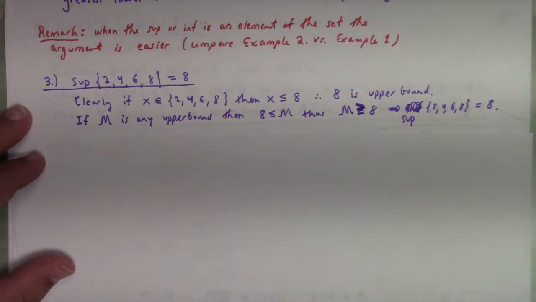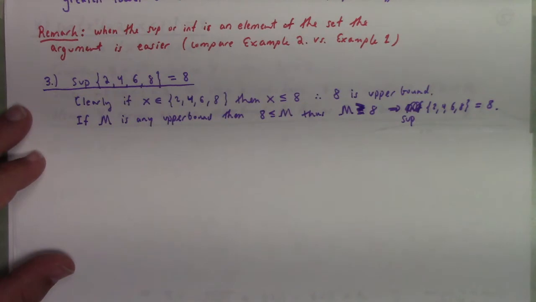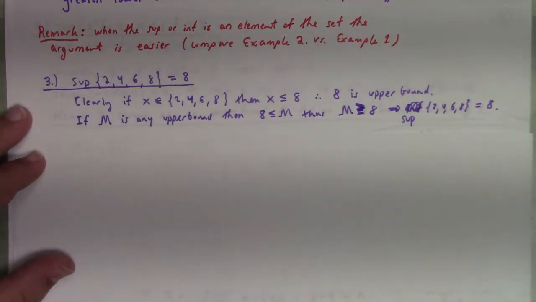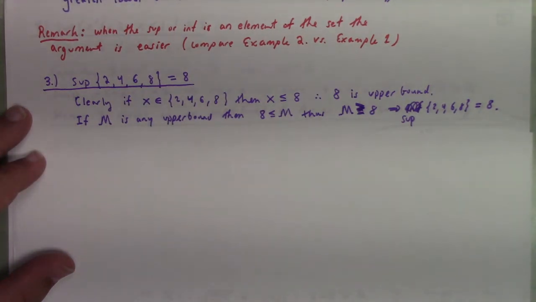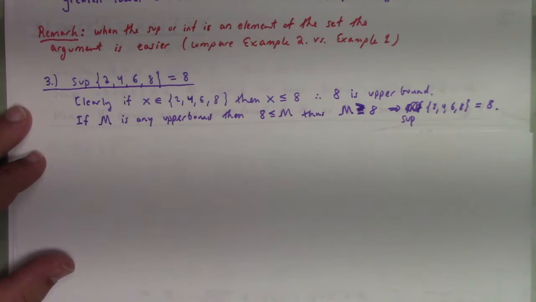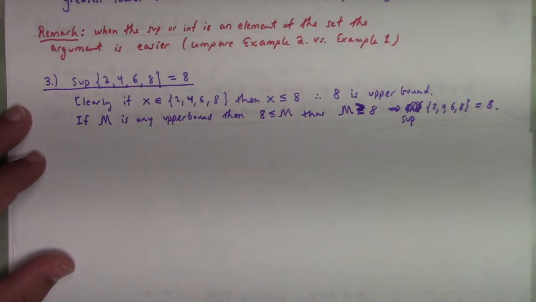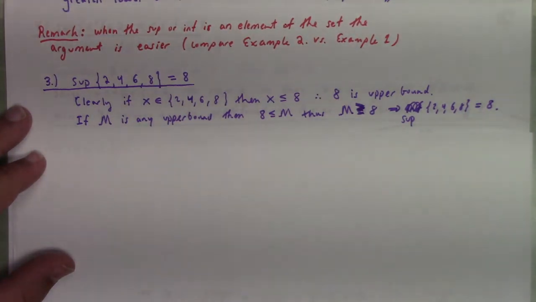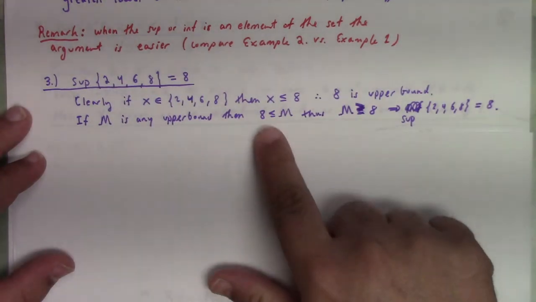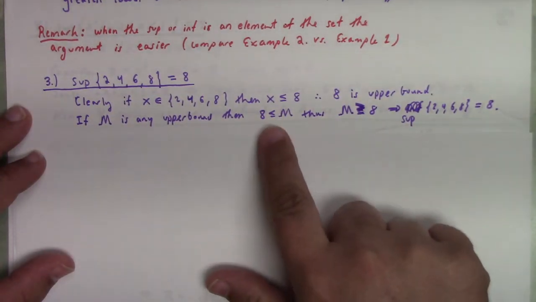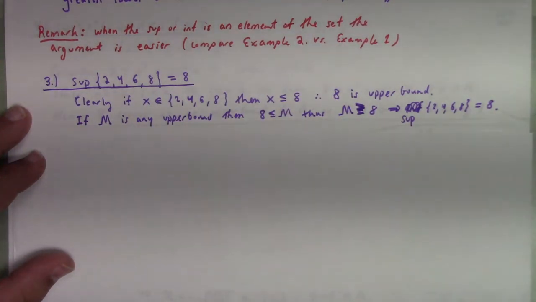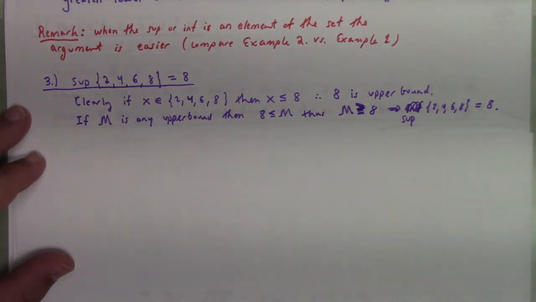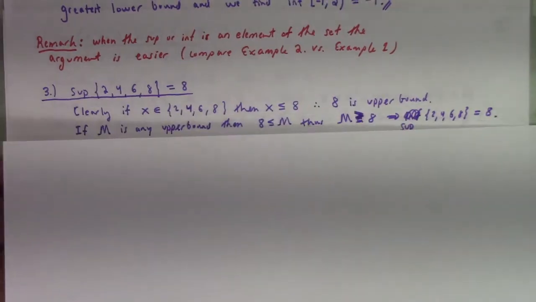All right, here's another one which will be easier. The supremum of {2, 4, 6, 8} is equal to 8. So clearly, if x is an element of {2, 4, 6, 8}, then x is less than or equal to 8. Therefore, 8 is an upper bound. And if m is any upper bound, then 8 is less than or equal to m. Right, because 8 has to be lower than the upper bound, but that is exactly what we need to show: that 8 is the greatest, well, excuse me, the least upper bound. Okay. All right.